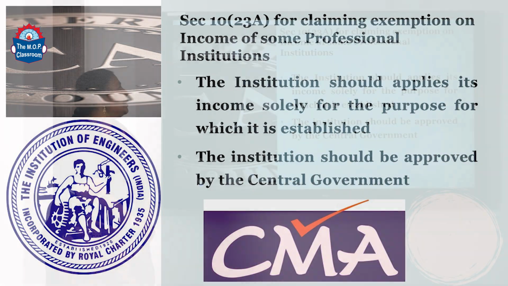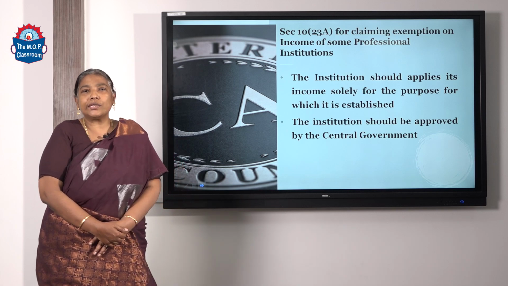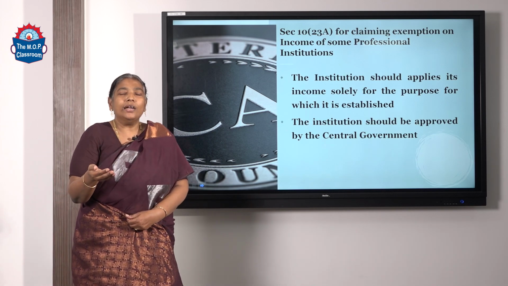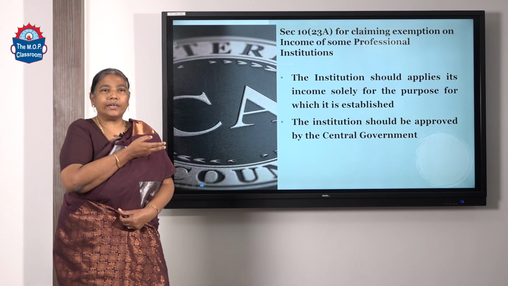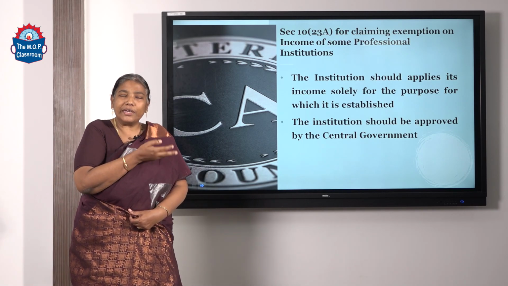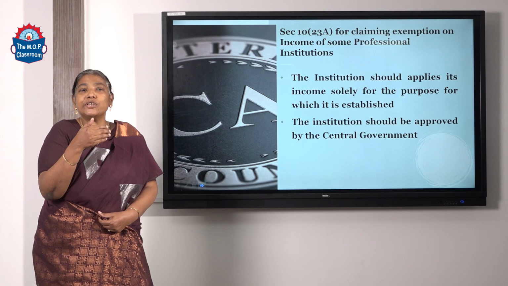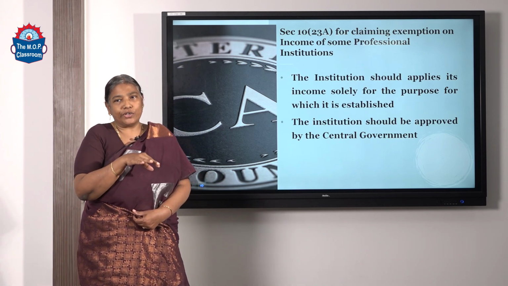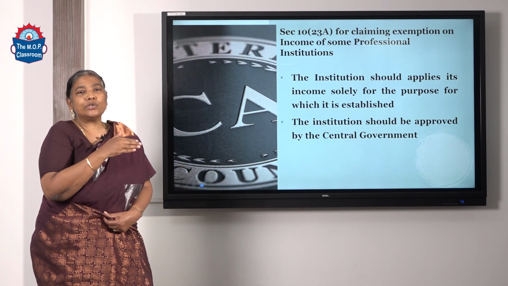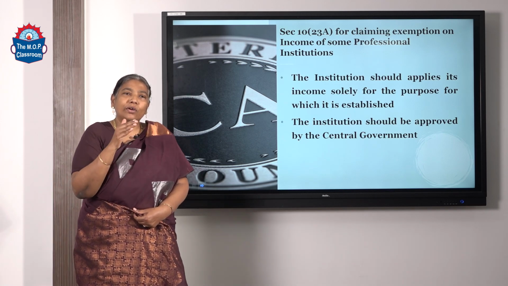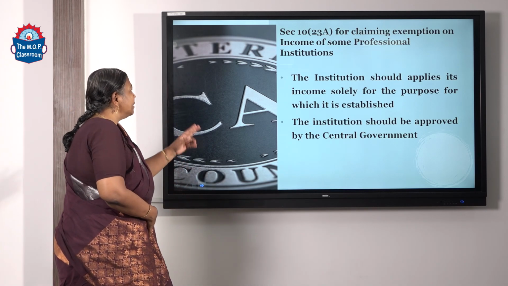Now section 10(23A), this is for professional institutions, and professional institutions are those institutions that have been established for the development of that particular profession. We have the Chartered Accountant Institute, Cost and Management Accounting Institute, and we also have the Company Secretaries Institute, ICSI, and apart from that there are many professional institutions in the field of engineering, law, medical, which are established only for the growth and development of that particular profession. Any income that accrues to these professional institutions is fully exempt from tax, provided these institutions use the income only for the development of that particular profession, and it is not to be shared as profit among the members. With that condition, they can claim exemption under this section.